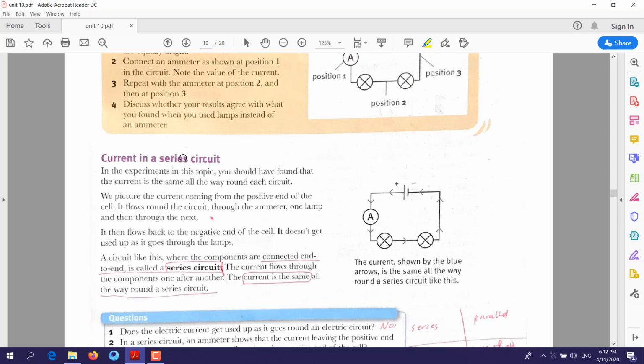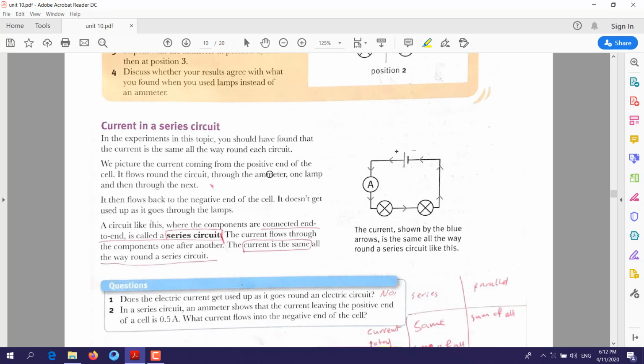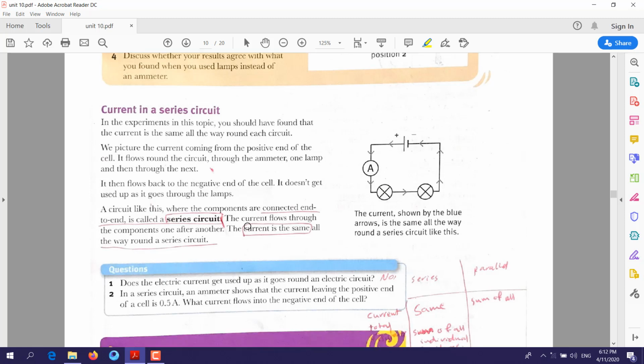Current in a series circuit. If you remember, we talked about the two types of electric circuit. The first type we call series. The other one we call parallel electric circuit. The difference between series circuit and parallel circuit.